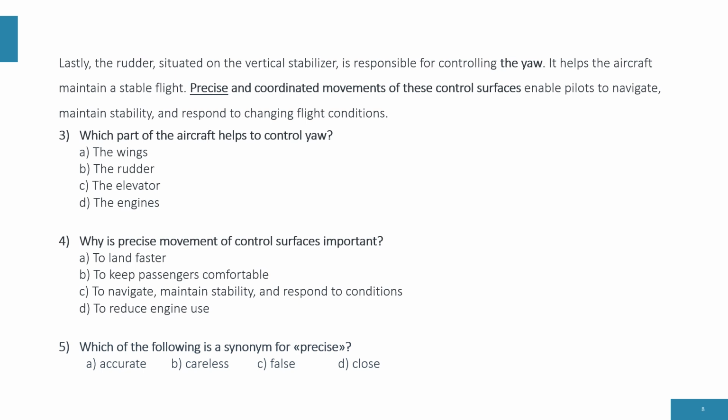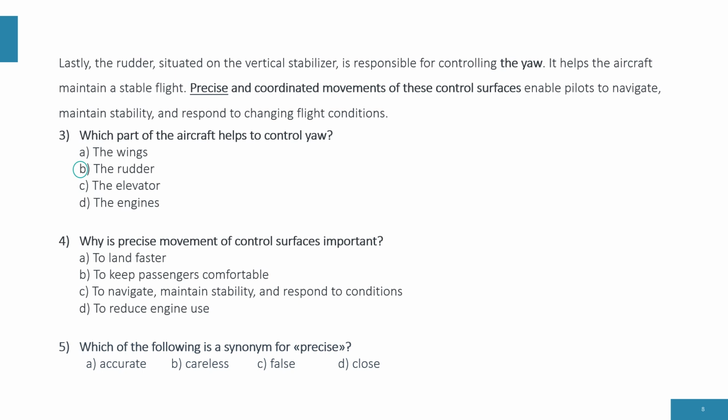We go on with the third question. Which part of the aircraft helps to control yaw? And this time we find the yaw in the sentence. Lastly, the rudder, situated on the vertical stabilizer, is responsible for controlling the yaw. Okay, so here we find the answer. It's the rudder. Okay, and the next question: why is precise movement of control surfaces important?